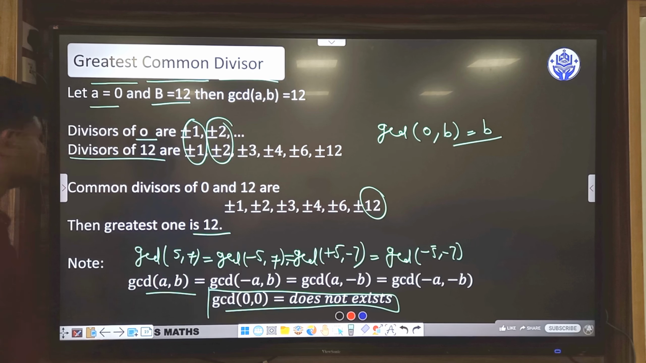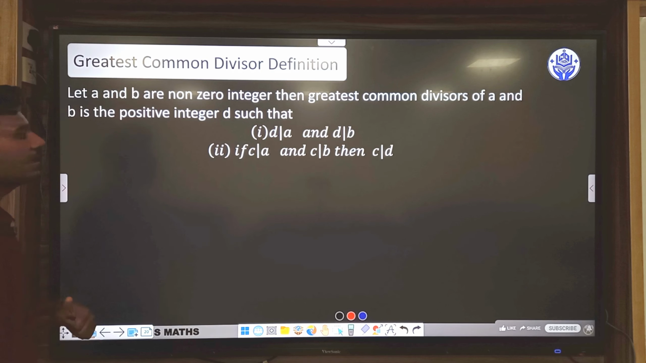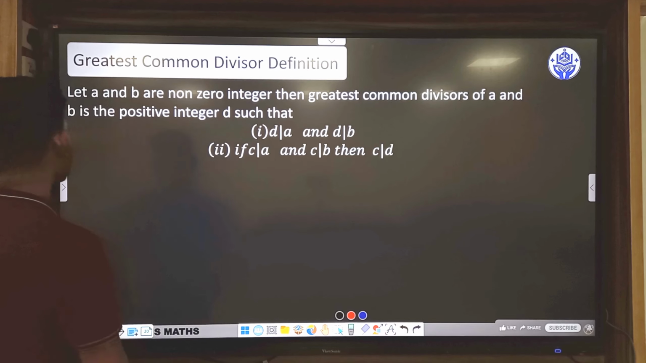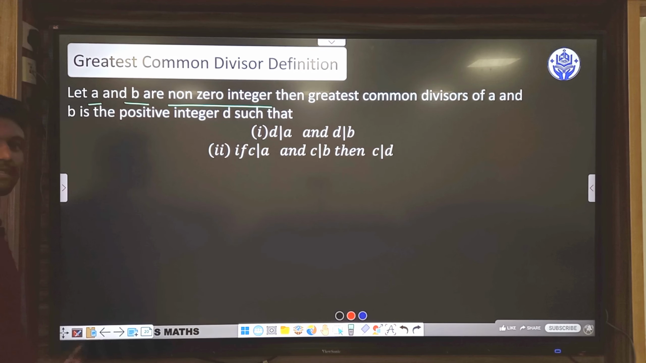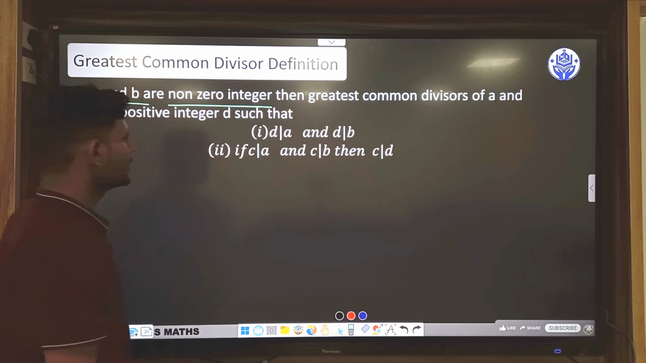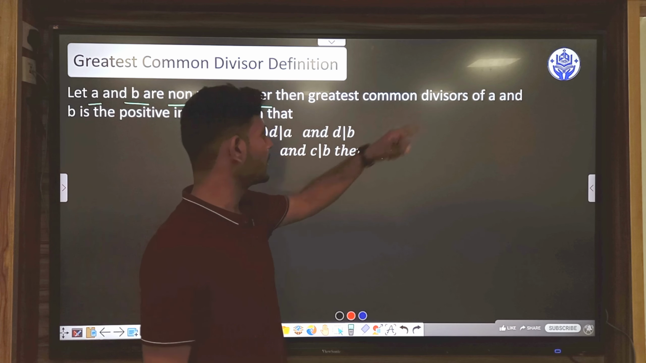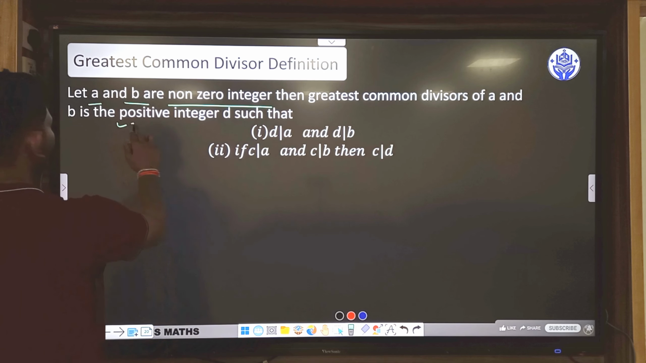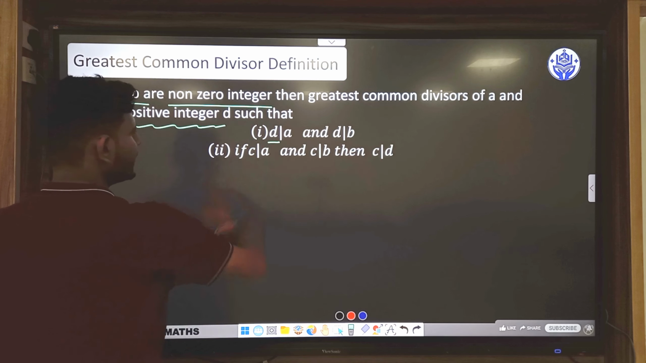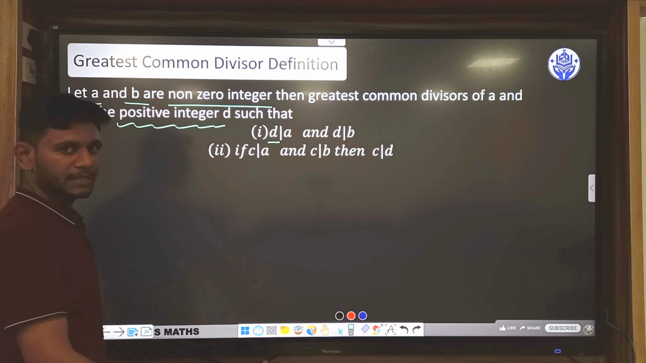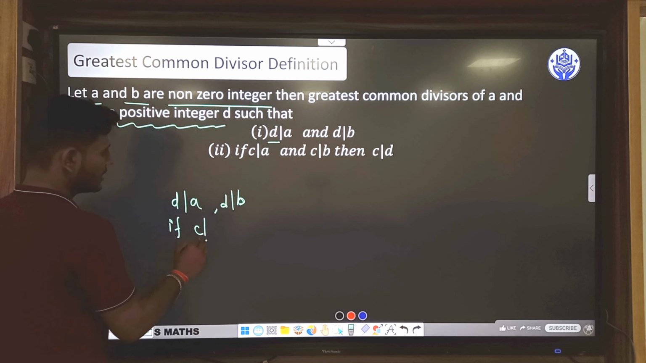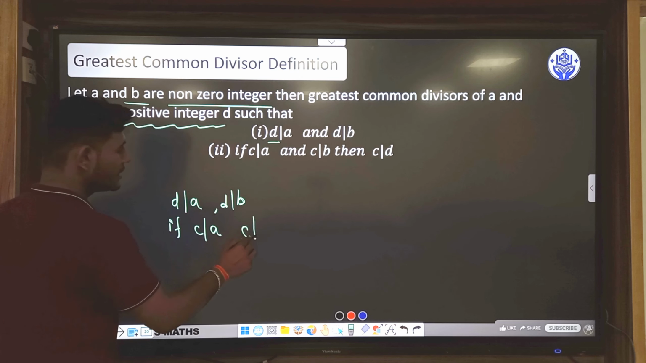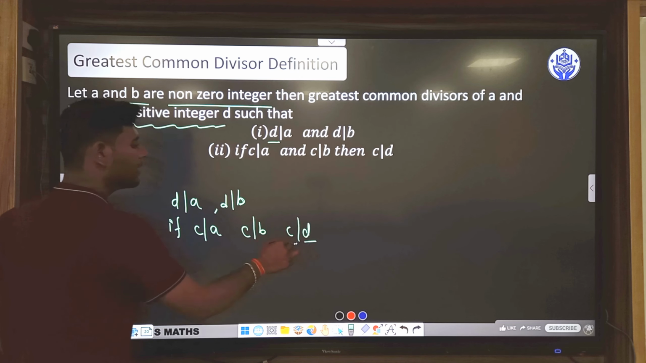Next, we have the definition of GCD. Suppose A and B are both non-zero integers. If either is 0, we have already discussed that case. Then the greatest common divisor of A and B is a positive integer D such that D divides A and D divides B, and if any C divides A and C divides B, then that C also divides D.